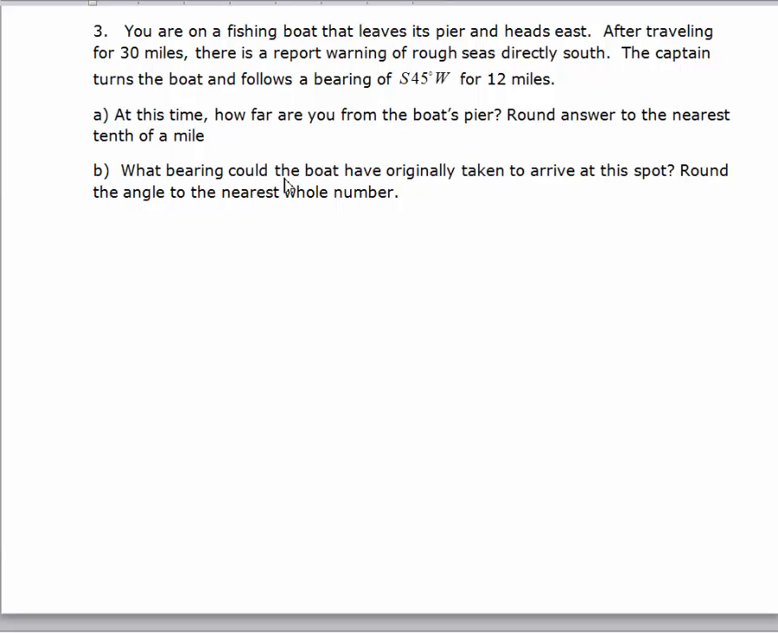And then the second part is, what bearing could the boat have originally taken to arrive at this same point? So I'm going to start by labeling the pier.